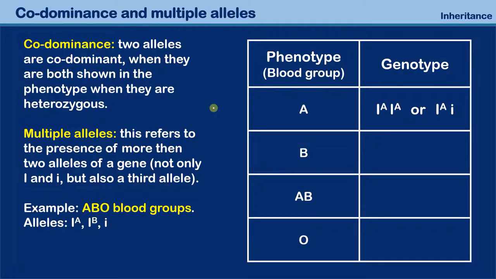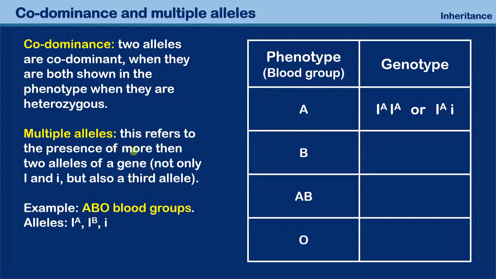The inheritance of blood groups is an example of co-dominance and multiple alleles. Let's define these terms. Co-dominance is when two alleles are both shown in the phenotype even when they're in a heterozygous state. This will become clear when we do the table over here on the right side.